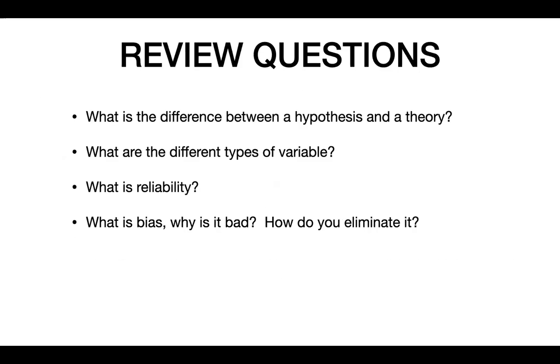So in this lesson, you should have learned what we literally just talked about. What is the difference between a hypothesis and a theory? What are the different types of variable, and can you name them and what they do? What is reliability, and why is it important? And then what is bias? Why is it bad and how do you get rid of it?